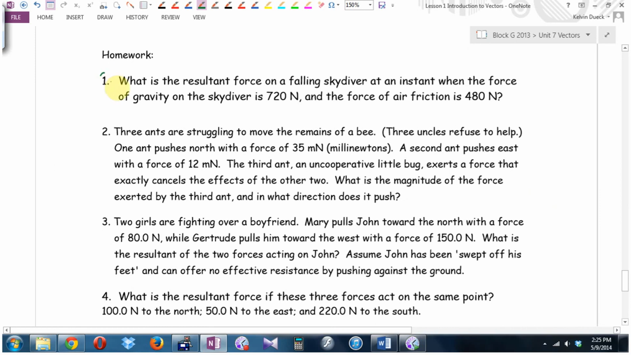Number 1. Homework. Try number 1. Now this is in a nice straight line. You have gravity pulling down and air friction up. This is a winner minus loser.